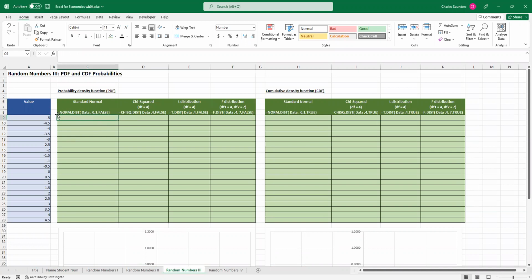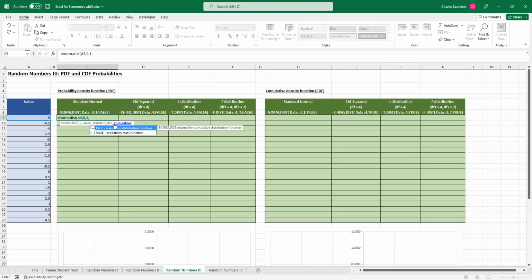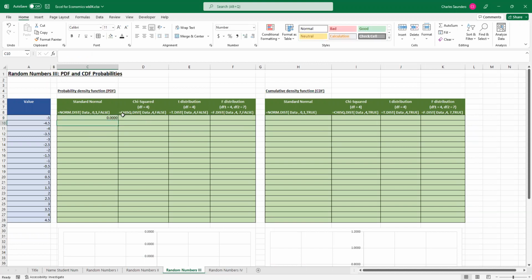If we're looking at the standard normal, what we use is we say NORM.DIST. And this says if I observe -5, and I have the standard normal distribution, then what I want is the probability of observing that value. What's the instantaneous, infinitesimal probability? So we put false. This is from the PDF, the probability density function. And that'll give us the probability of observing that.